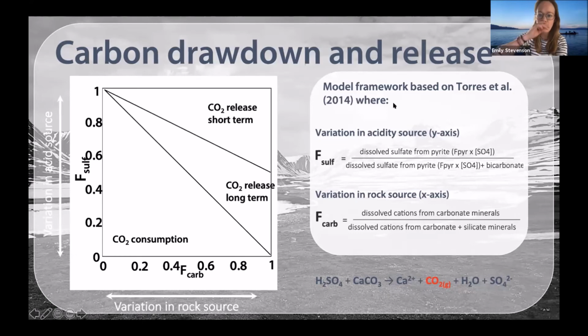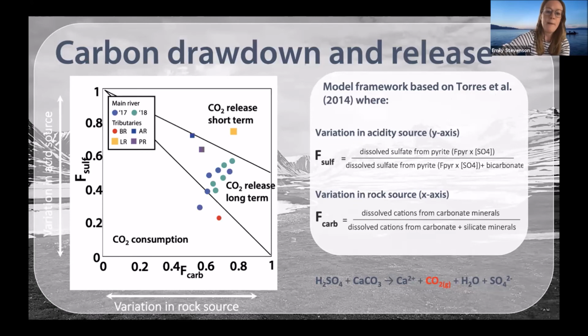So this is based on a framework developed by Mark Torres et al. for the Amazon, and we thought we could use this too for the Arctic. So in the first trip we did, all these different rivers, we found that the tributaries and the Zackenberg main river, so the main river here is round, the tributaries are these other colors, all release CO2 on a time scale that is longer than the carbonate precipitation in the ocean. So in the long term, this field site is actually releasing CO2 to the atmosphere.